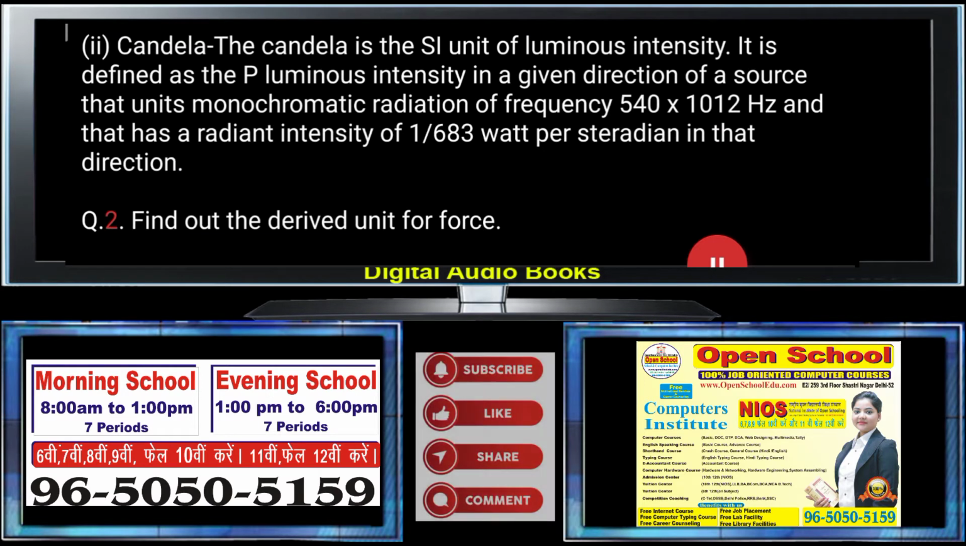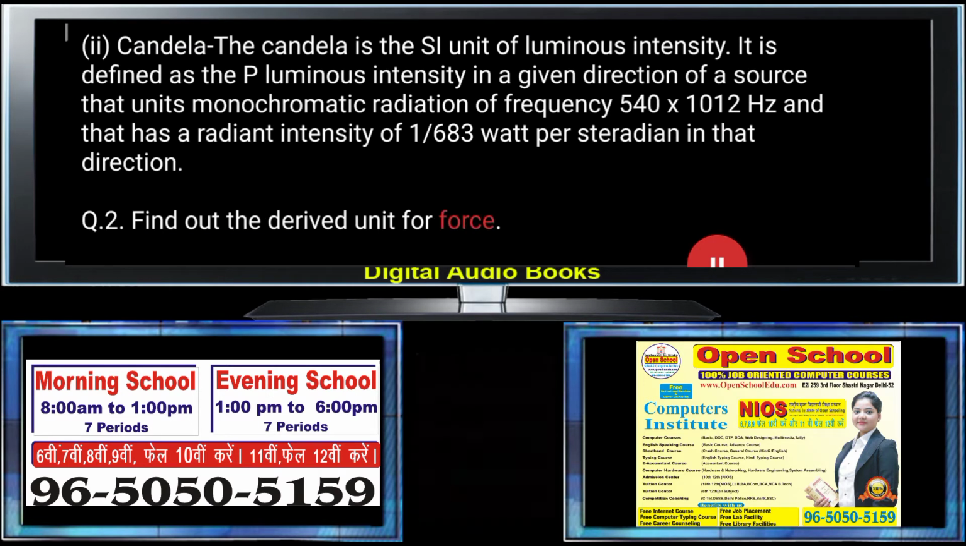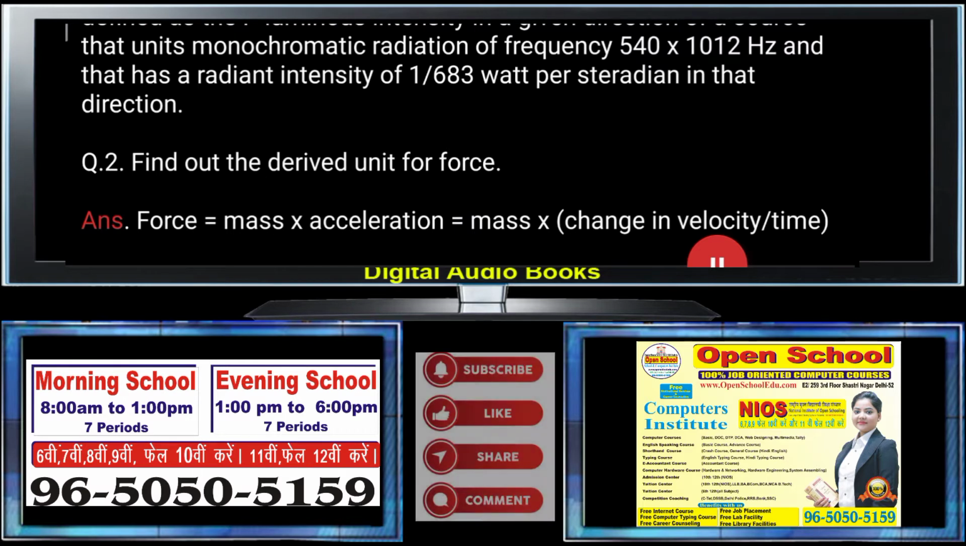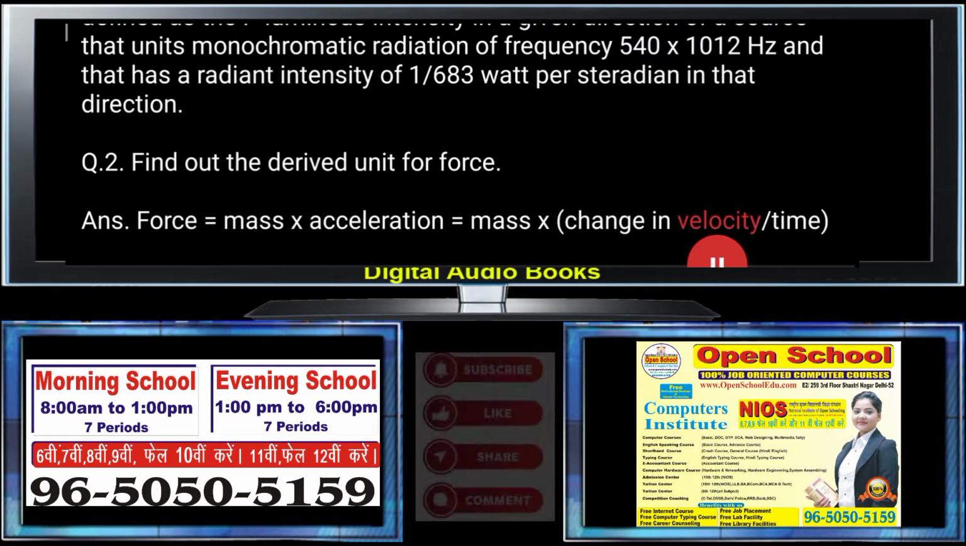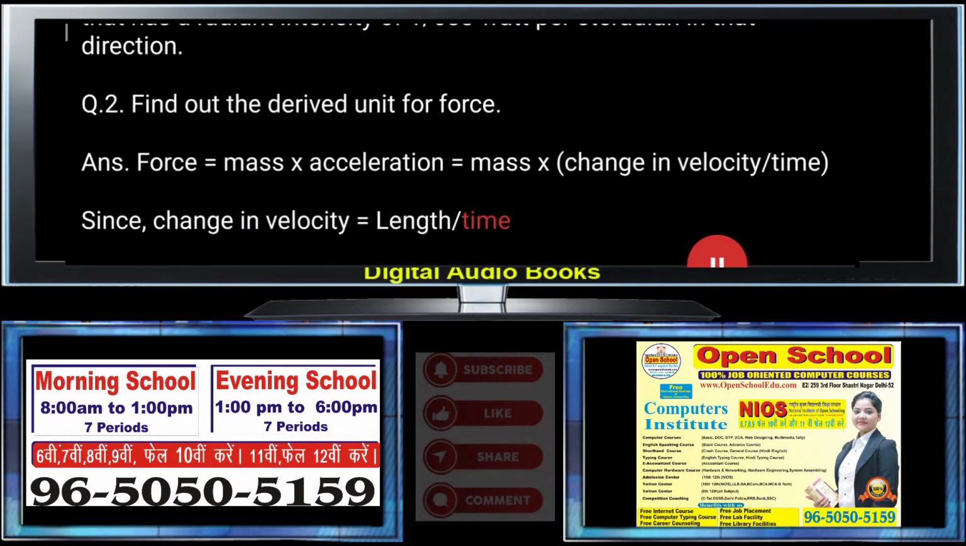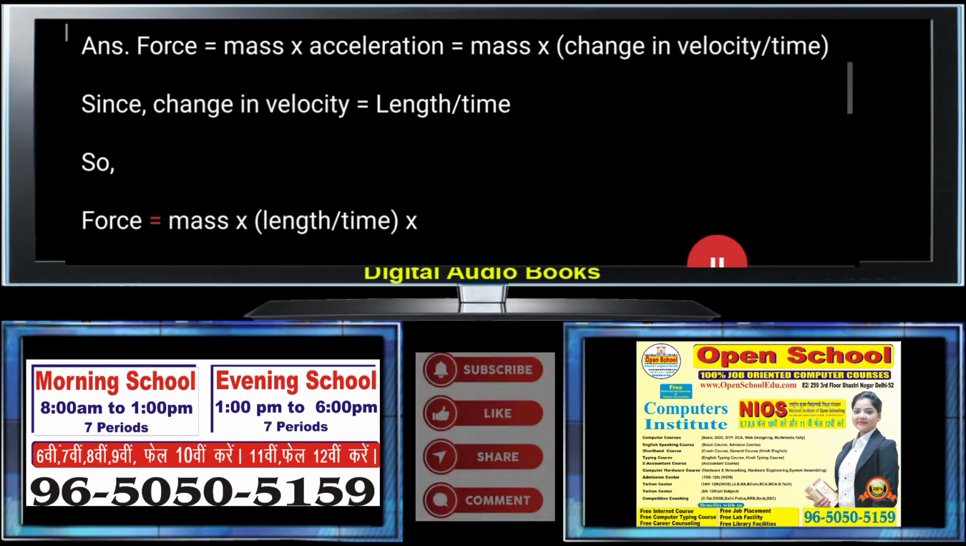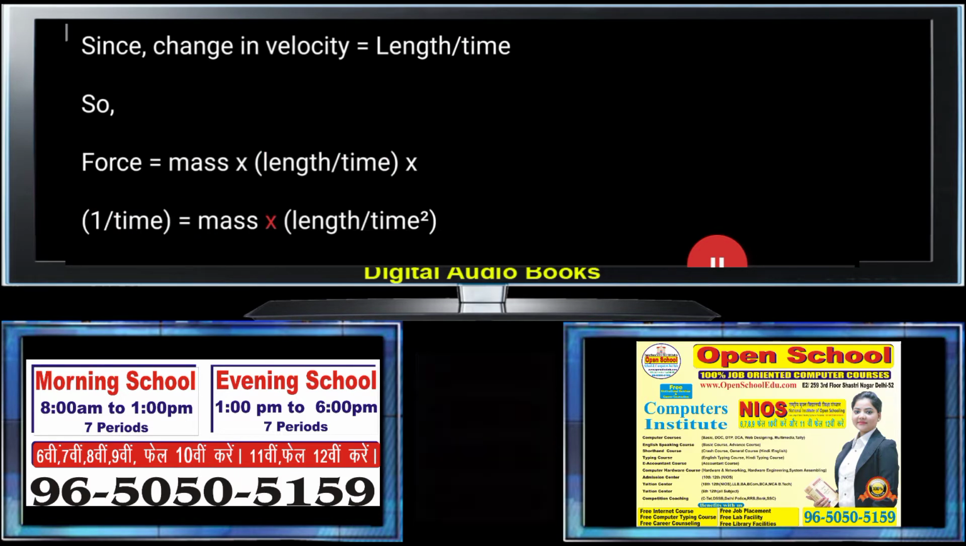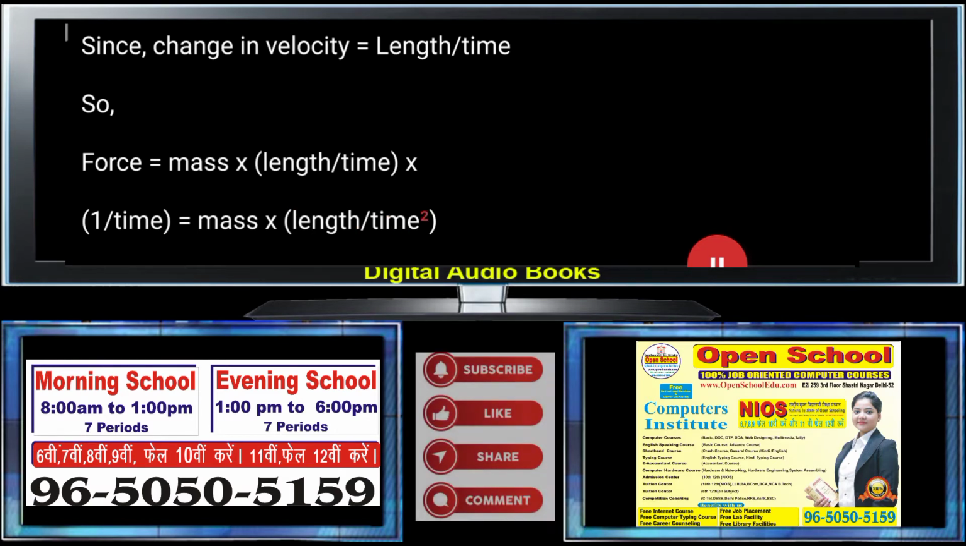Q. 2. Find out the derived unit for force. Ans. Force equals mass × acceleration equals mass × change in velocity / time. Since change in velocity equals length / time, force equals mass × length / time × 1/time equals mass × length / time squared.